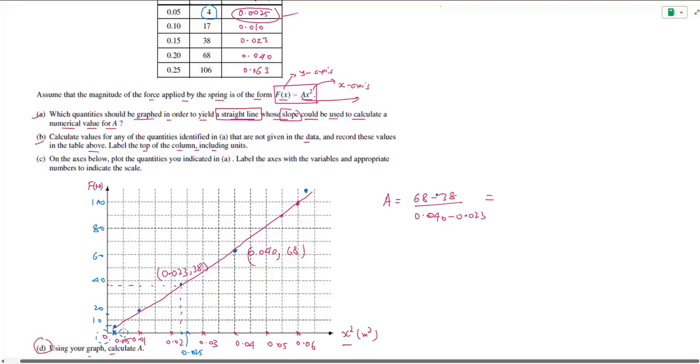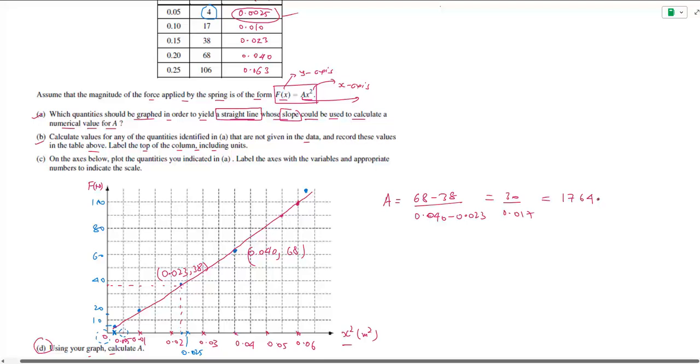Check what are the values you are getting. So I am getting 30, and that is 0.040 minus 0.023, so that is 0.017, so that is 30 divided by 0.017. How much are you getting?